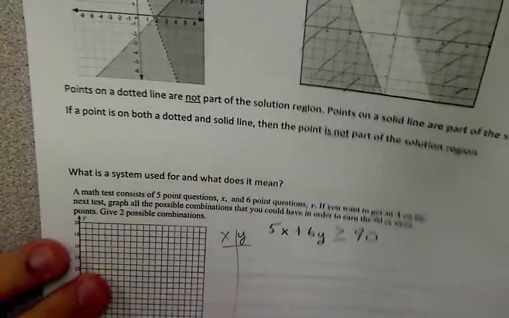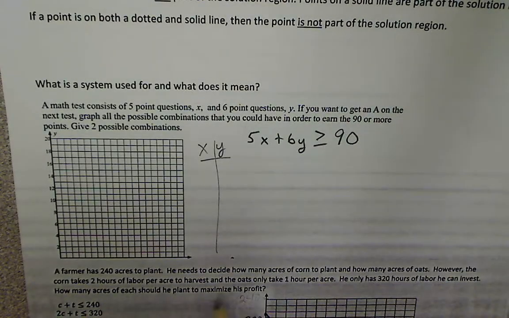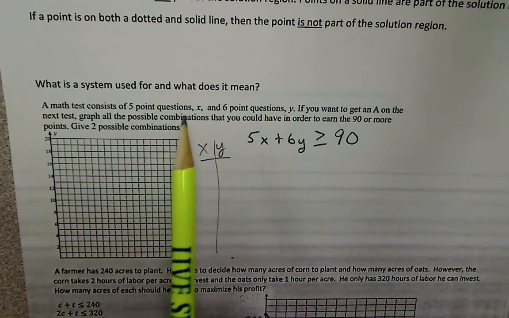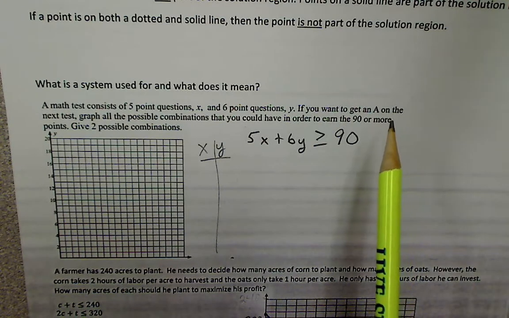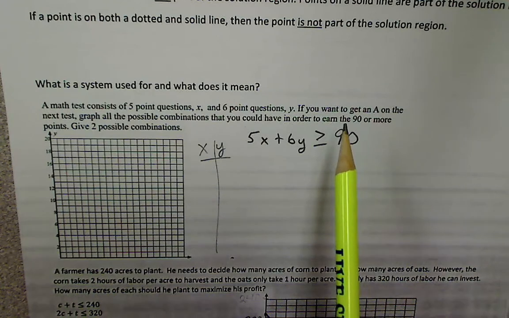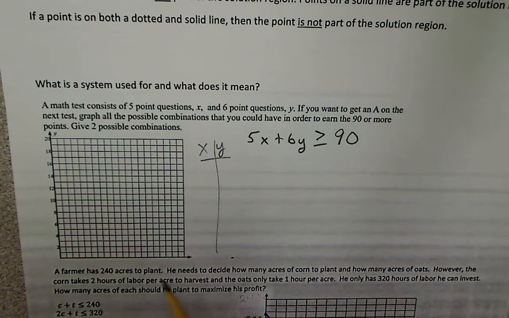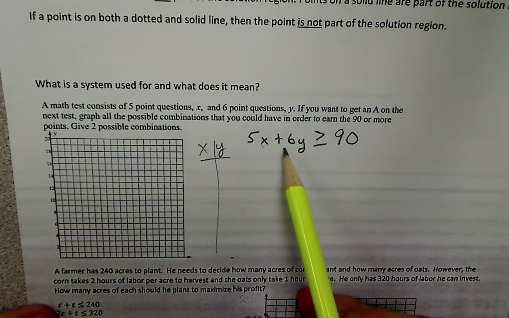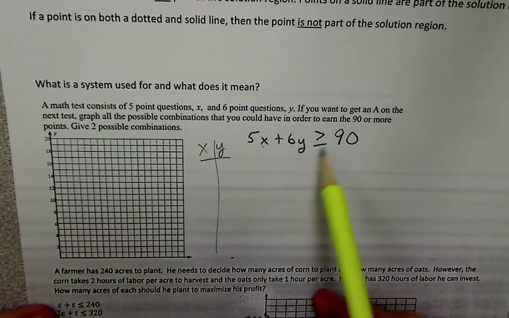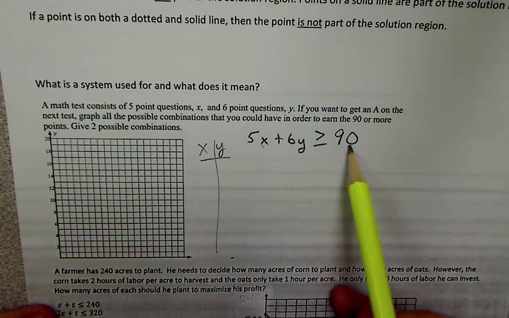Okay. So what does the solution region actually mean? I'm going to give you a scenario real fast, something that may be right up your alley. So you have a math test, coincidence, right? And you have questions that are worth 5 points, and you have questions that are worth 6 points. You want to get an A, so you want to figure out what the possibilities are if you want to earn 90 points or more. So normally we would have an inequality where it says 5 points times some number of questions right, plus 6 points times some number of questions right, has to be greater than or equal to 90.